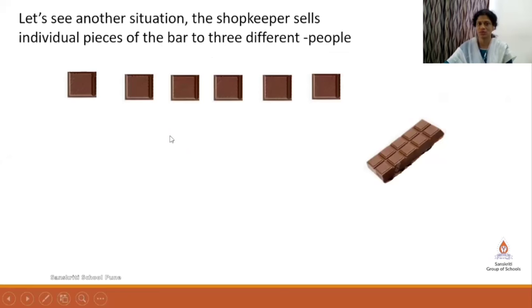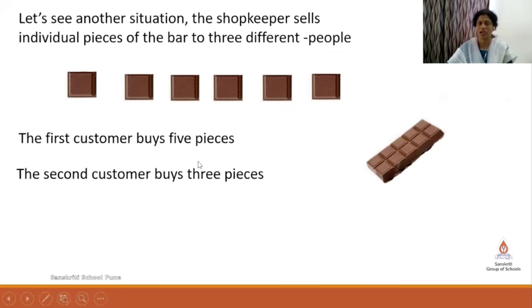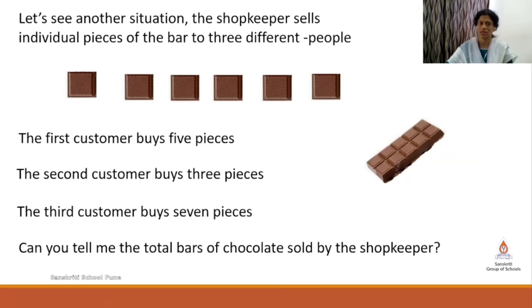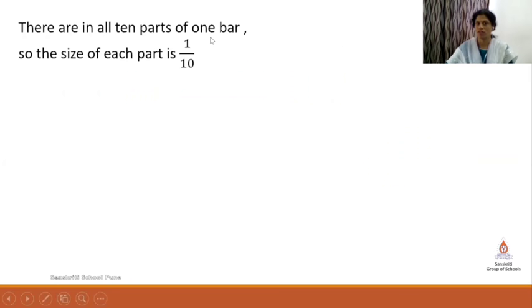So these are your individual slices. The first customer buys 5 pieces. The second customer buys 3 pieces. And your third customer buys 7 pieces. So we have to figure out how many total bars of chocolate did the shopkeeper sell. There are in all 10 parts of one bar. So the size of each part is 1/10. Children, always begin solving a problem with something that you already know. This is something you already know.